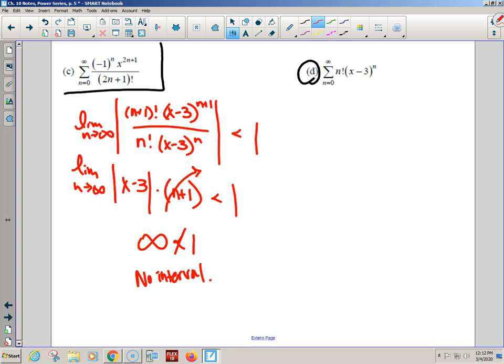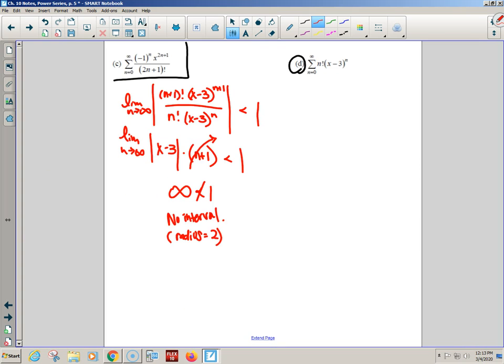So if there is no interval, if there is no distance I can move, I can say the radius is equal to 0. But even though the radius is equal to 0, even though I can't go away from the point, where will convergence still be?